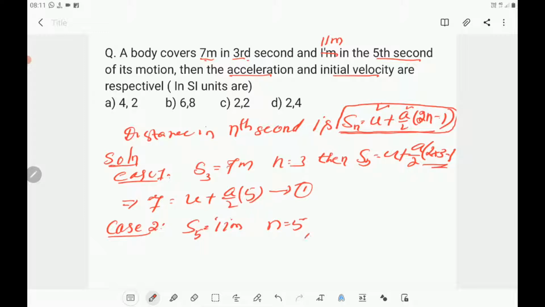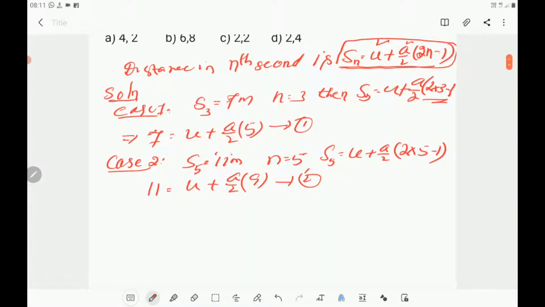That's it. So use the formula S5 equals u plus a by 2 into (2 into 5 minus 1). So put for S5 11 meters, u plus a by 2 into (2 fives are 10 minus 1), 9. That's it. You take equation number 2. That's it. You solve them. Solve 1 and 2. How do you solve? It's very easy. Equation 2 minus 1 you do.